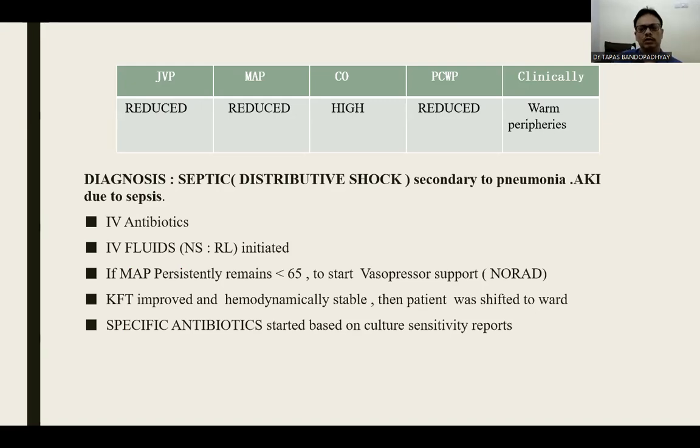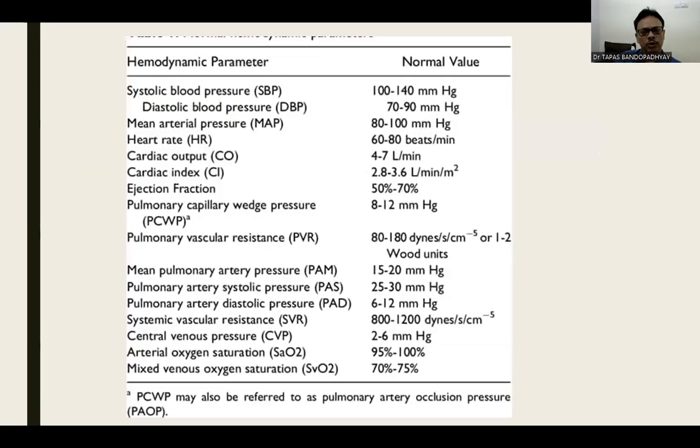According to the diagnosis, the patient will get antibiotics and appropriate fluids, and as the blood pressure is very low, if the fluid does not reverse the hypotension, then we add a vasopressor. Actually the patient improved on this medication, antibiotic, fluid, and vasopressor, his kidney function improved, hemodynamically he became stable, and the patient was shifted to the ward. Specific antibiotics were started based on the culture reports later on. So this is the hemodynamics.